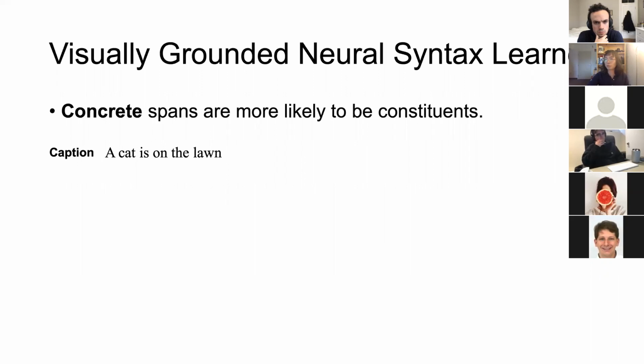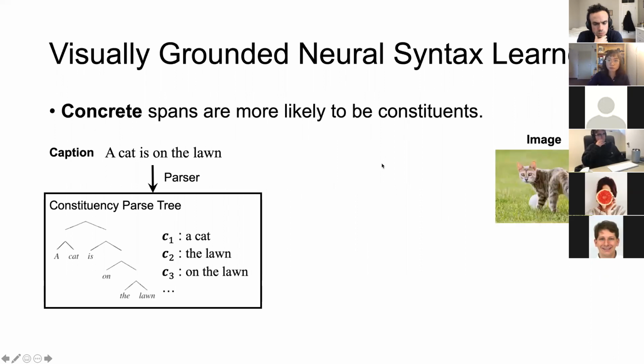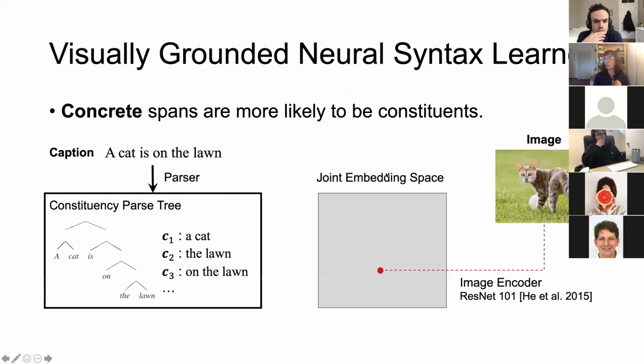The model consists of 3 parts. The first part is, given the input caption, a parser will be employed to generate a constituency parse tree where we can get all the constituents in this sentence. And also, given the input image, we use an image encoder to encode it into a joint embedding space. And also, we can use text encoders to encode different constituents into the same joint embedding space.